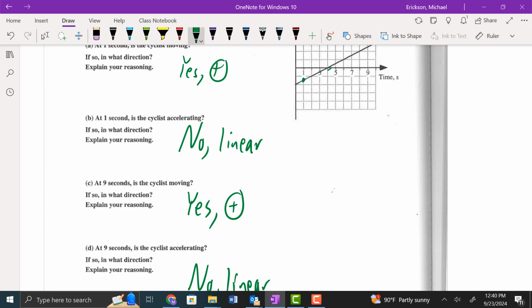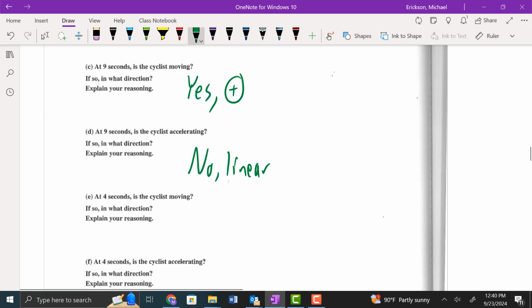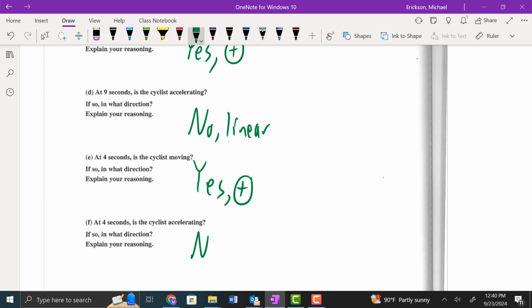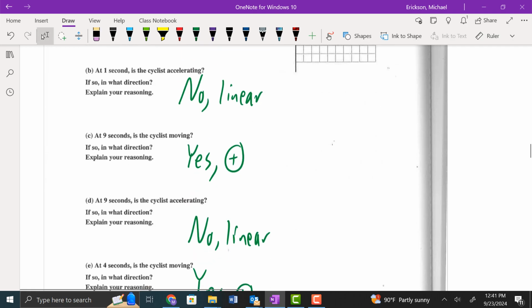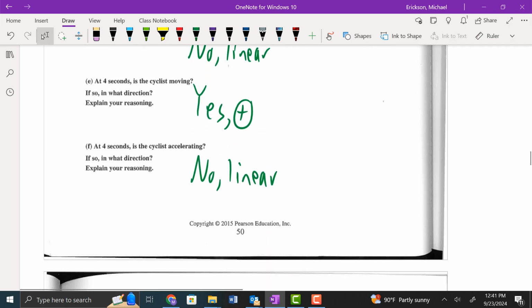All right, at 4 seconds, I'm at the origin, but I am moving in the positive direction. And no, it's linear. All right, this page wasn't too bad. It's no, yes, or yes, no, the whole way. It's not accelerating at any point. It's always moving to the right.